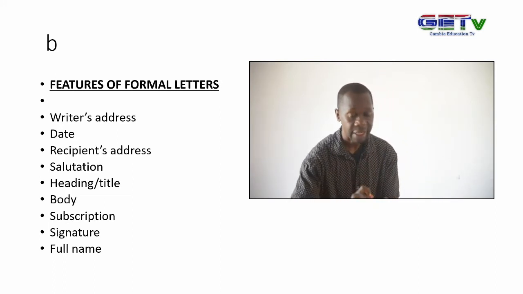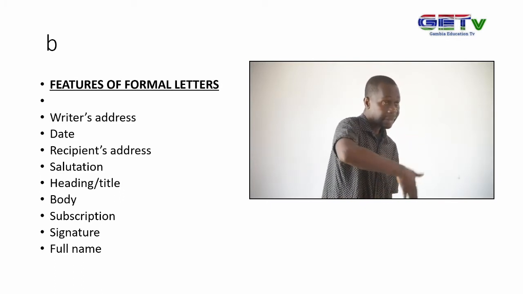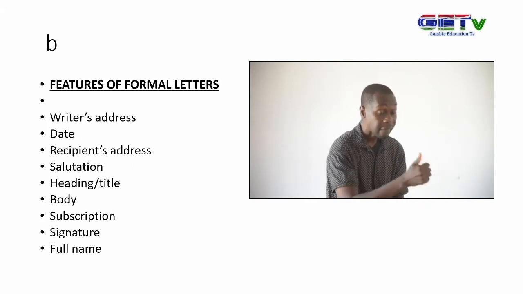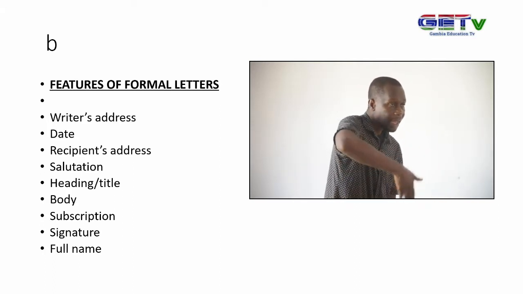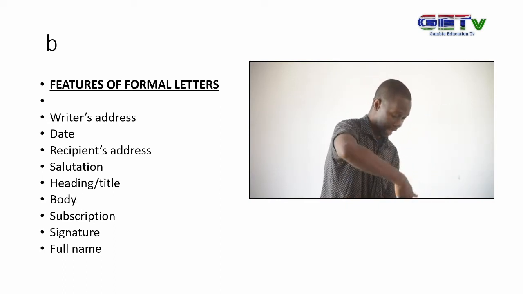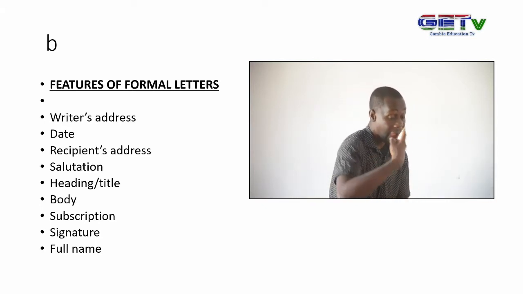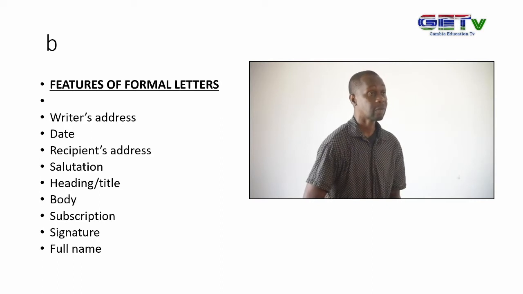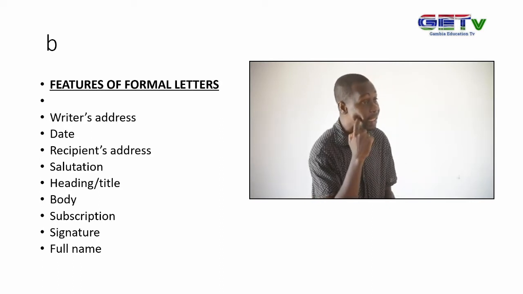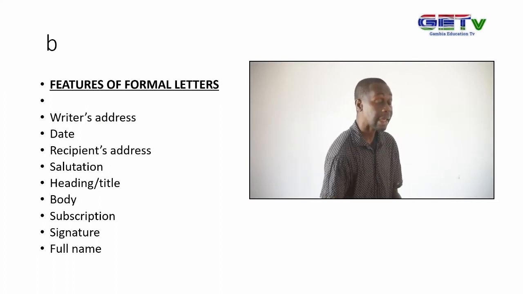Now, the first feature that we have on the board is the writer's address. Every formal letter carries a writer's address. Now, the writer's address is otherwise called the sender's address. This is the address of the person that is writing the letter. After the writer's address, it is followed by the date. The date is added to the writer's address, but the date and the address are two different things. So from the writer's address, you move on to the date.